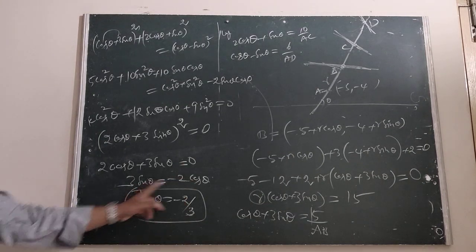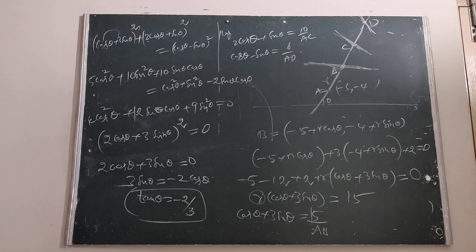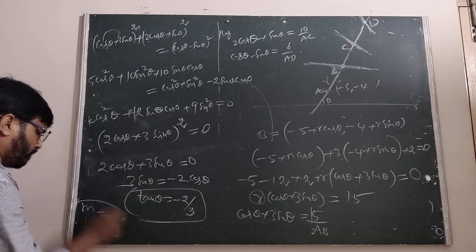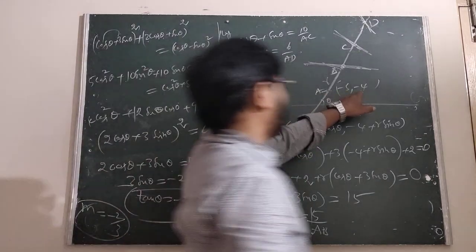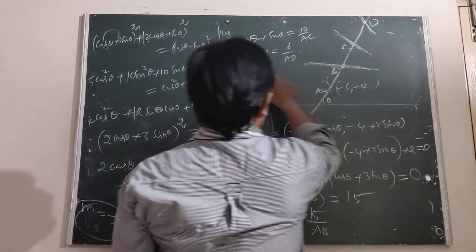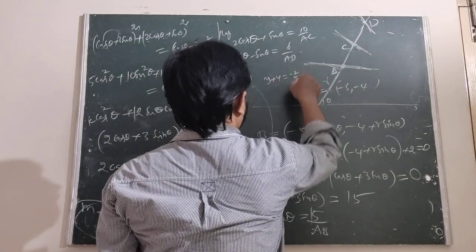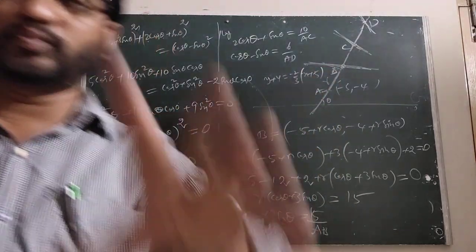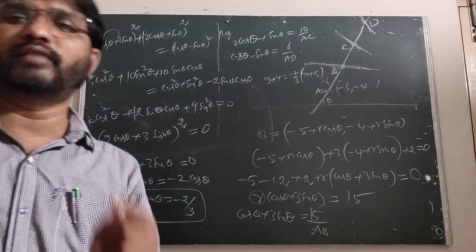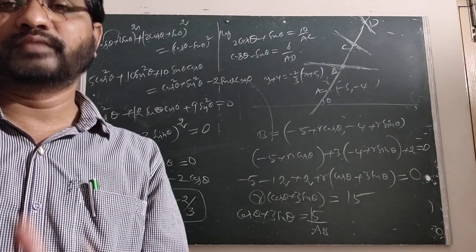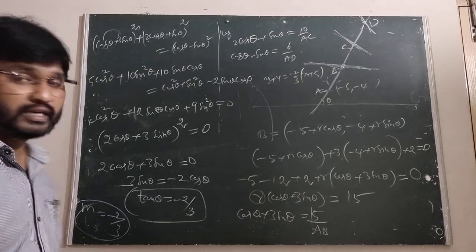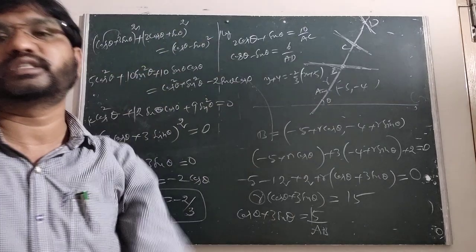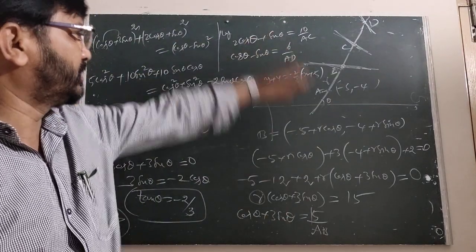Sin by cos is the tan. Now tan is the minus 2 by 3. When you are getting the tan theta, this is m equal to minus 2 by 3, and the point is there. Now we can find the equation of the line: y plus 4 equals minus 2 by 3 into x plus 5, slope point form. This complete process is to find the value of the slope of the line. That means the given condition is 10 by AB whole square, 15 by AC whole square equal to 16 by AD whole square. That's why we are taking this method.